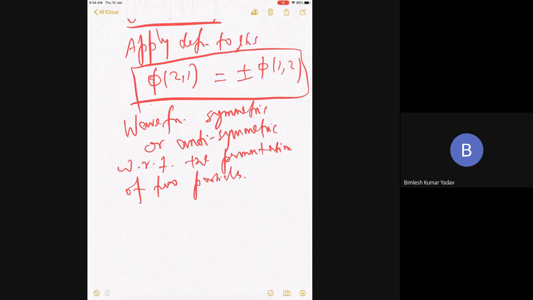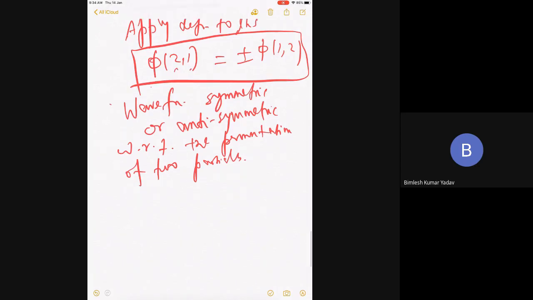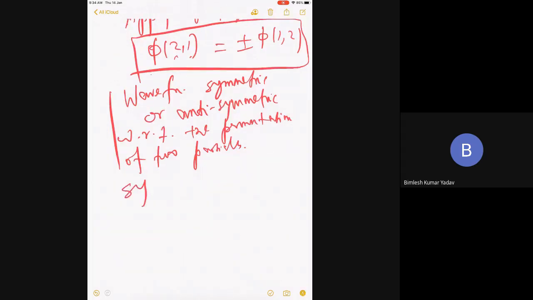So what we are actually looking at is the coordinates definition. And now, without any further ado, there are proofs. Actually, there are experiments which have shown this. But without going into that, let me say the ones which follow the symmetric wave statistics are called the bosons, and the antisymmetric ones are called the fermions.